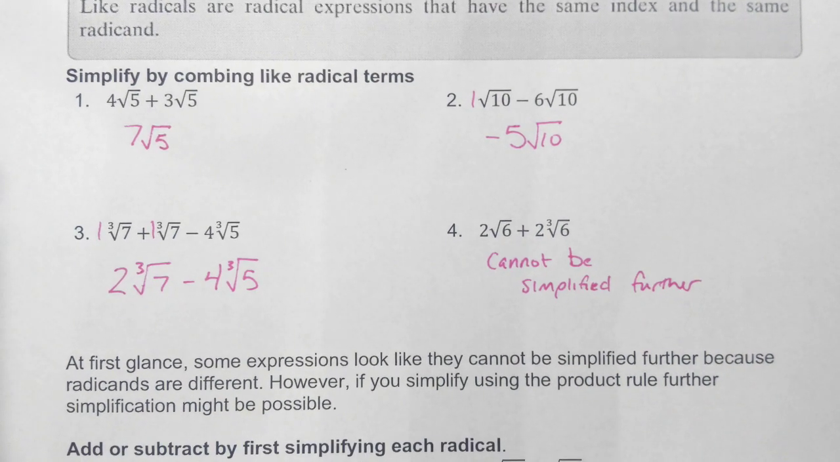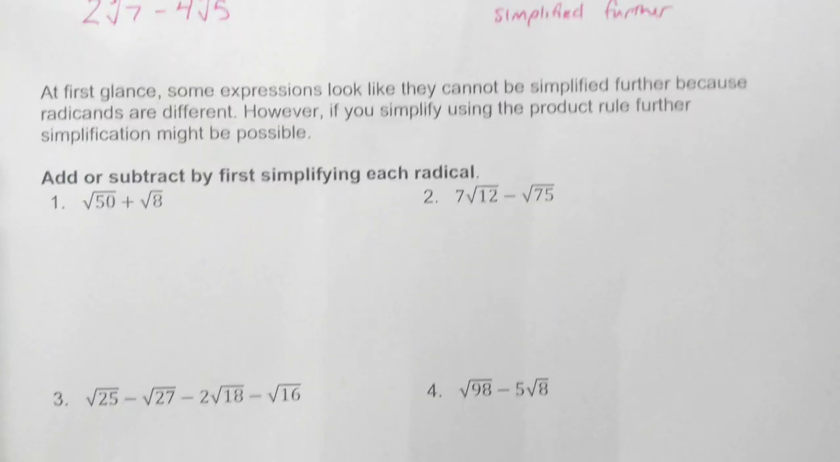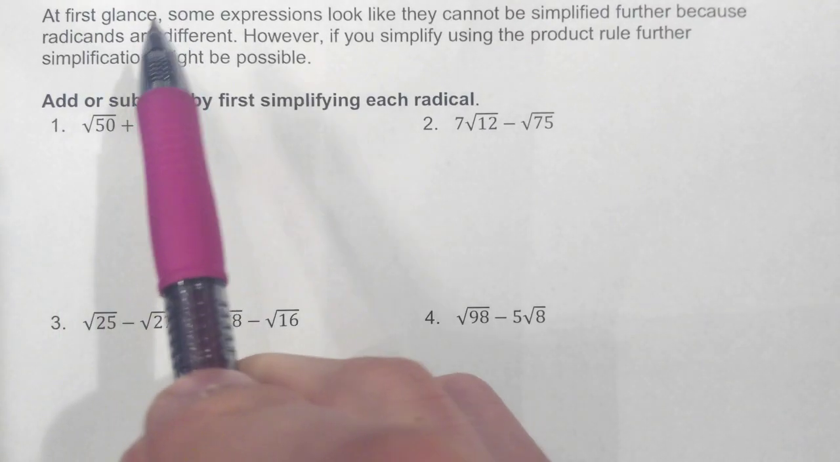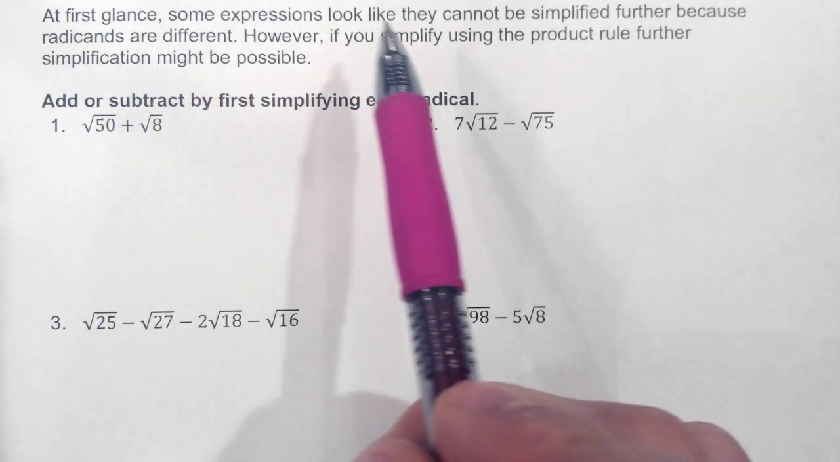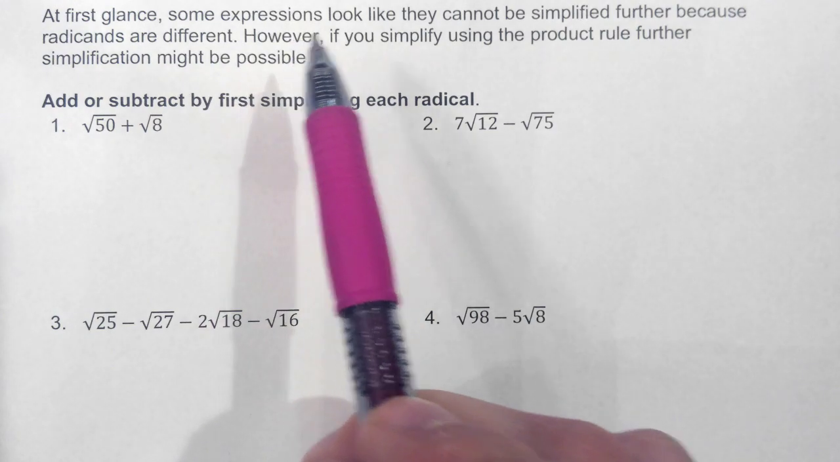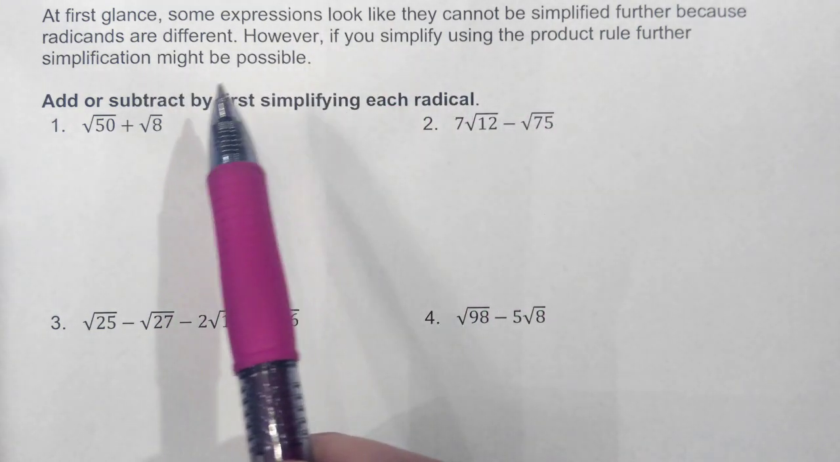Okay, so those are pretty easy examples. We're going to bump it up one notch, and this is going to be as hard as it gets today, which isn't going to be too difficult. So at first glance, some expressions look like they cannot be simplified further because radicands are different. However, if you simplify using the product rule, further simplification might be possible.